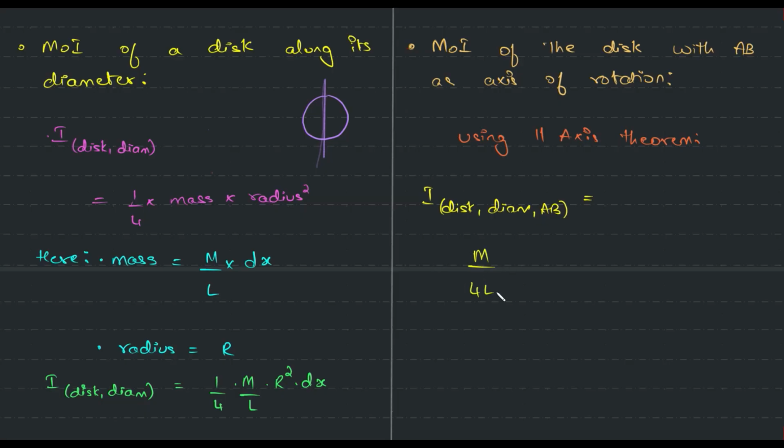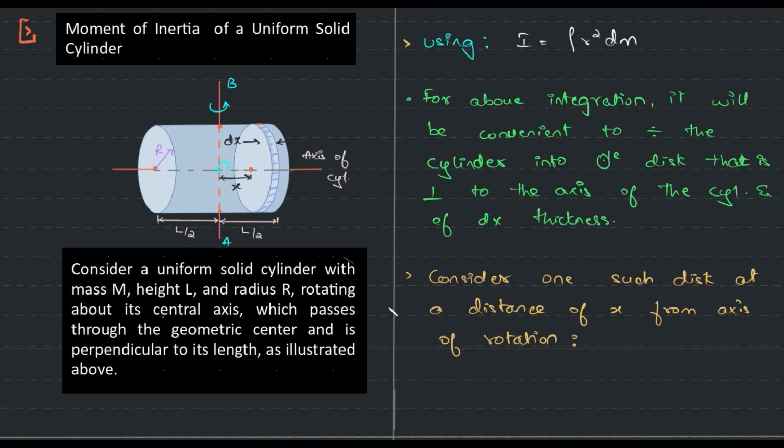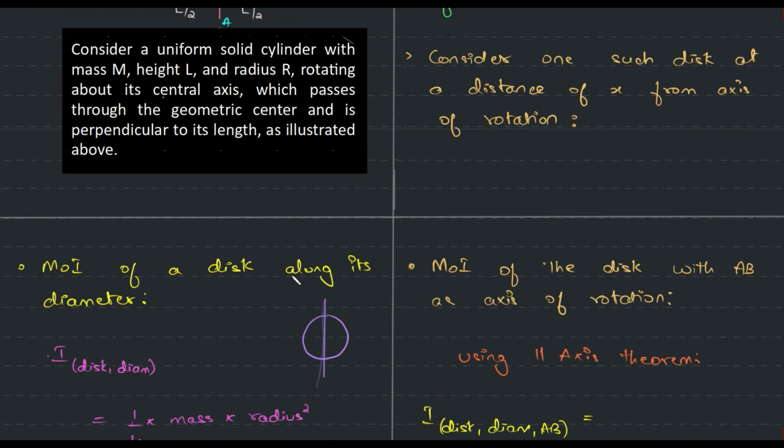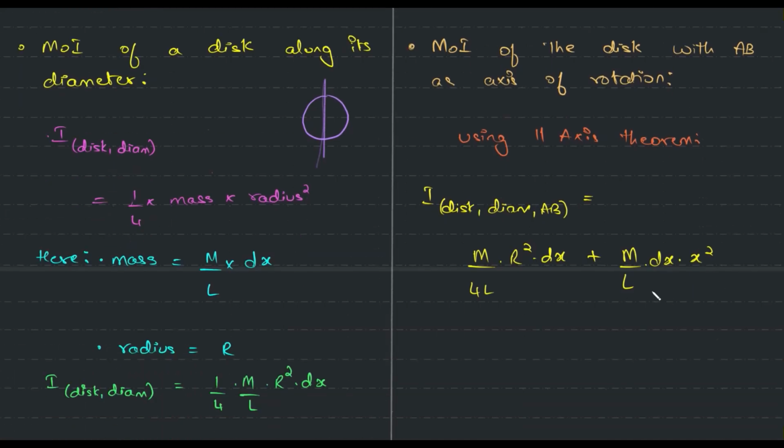M by 4L R square dx plus, again, mass times d square, right? Mass is M by L dx, and here d square is x square. I hope you guys remember the parallel axis theorem. I am not going to go into that. Please go through your notes. Recall, not understand, recall. So this is your mass and this is your d square. I'll write it over here. That's your mass, this entire expression, and that's your d square.